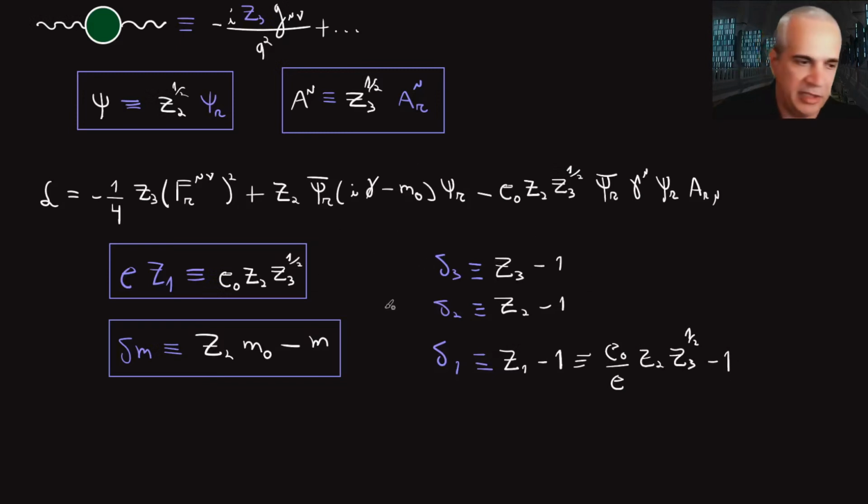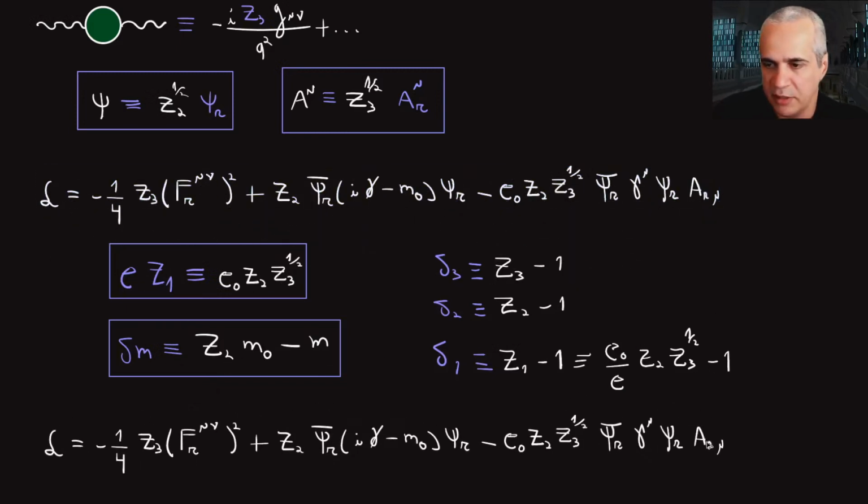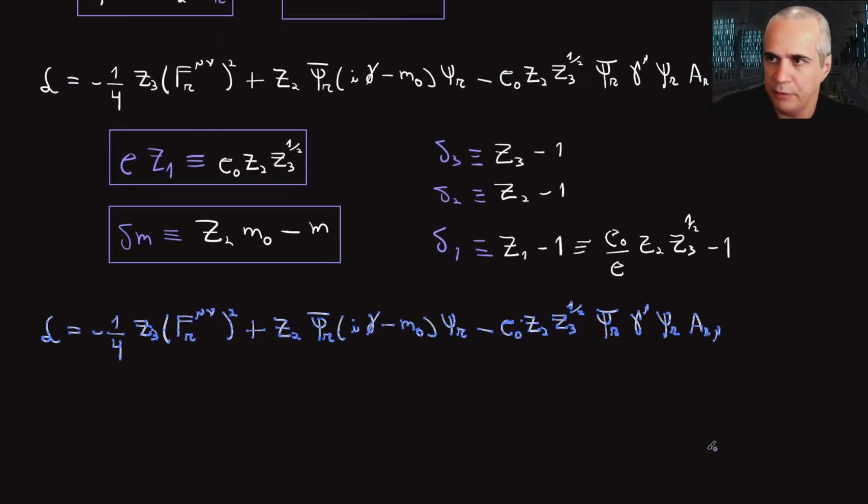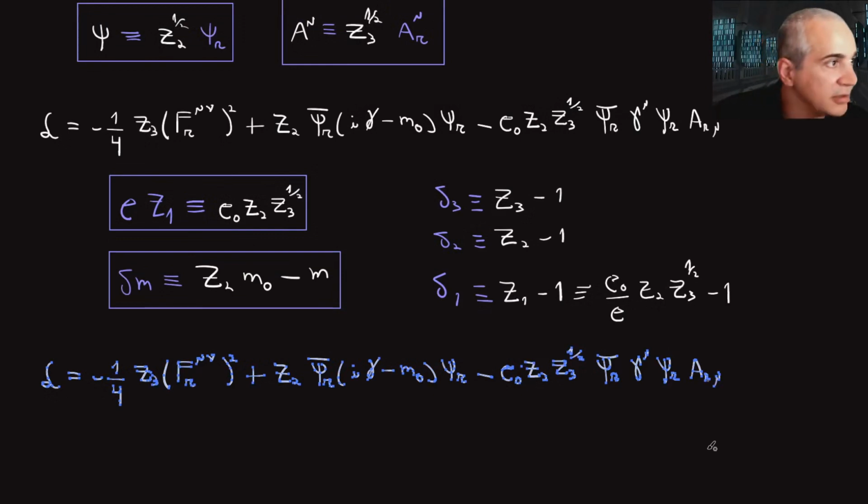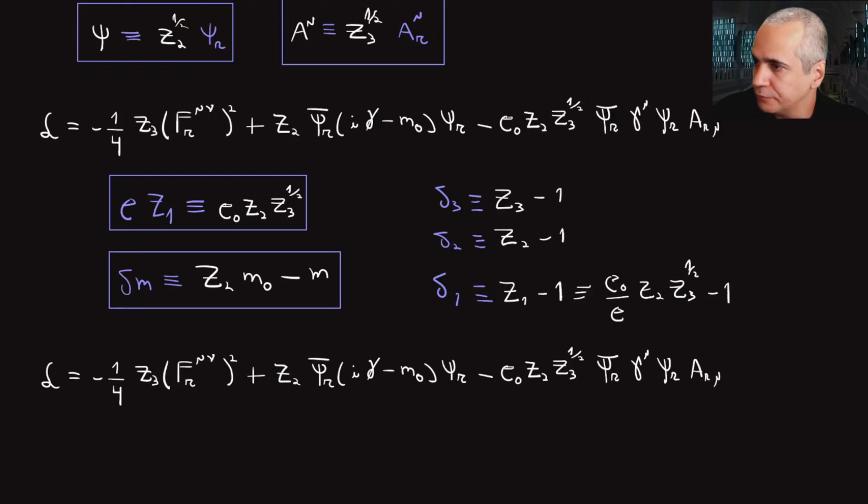Now, using all of these up there, things get pretty simple. Let me copy this guy here. Let me see if I can keep, yeah, you can see. So this guy is just 1 plus delta 3. So you get a term which is just like QED plus a counter term. That's easy. This guy will be 1 plus delta 2.